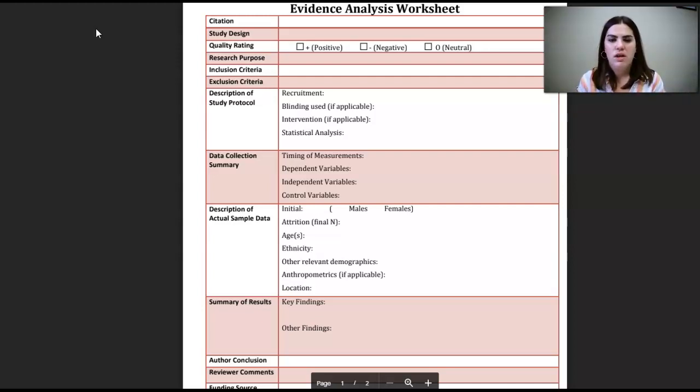Inclusion and exclusion criteria are not going to be on this assignment, but just to get you thinking about it, there are specific criteria that the researchers will implement for including participants or including studies that they analyze in their own research study. Inclusion and exclusion criteria are really important because they help to make sure that the evidence that's being collected is actually meaningful to the research question.